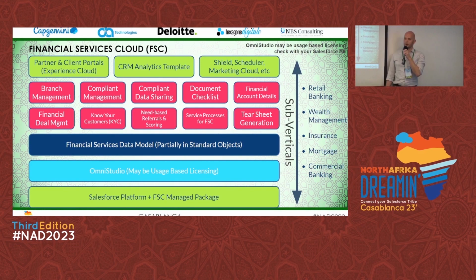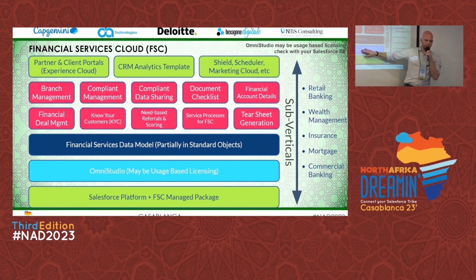Next up is Financial Service Cloud. This is the one that I probably hear the most about, just from seeing blog posts and articles. The main use case here is for a financial institution like a bank. They would be able to use this to run their business. So we start off with the Salesforce platform and the FSC managed package. Omni Studio is now included. There's the FSC data model. It's been partially migrated to core.